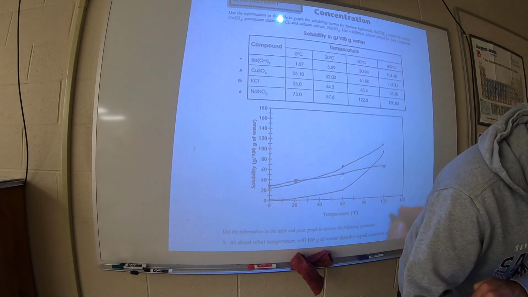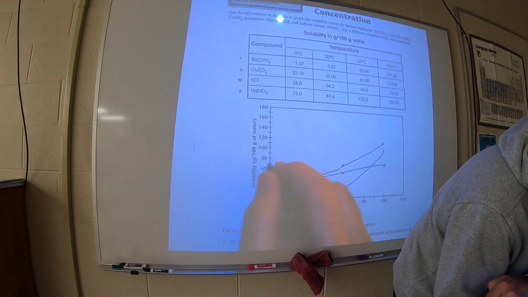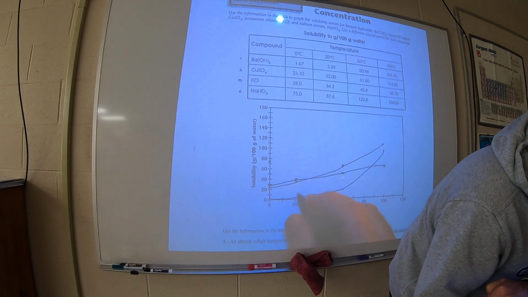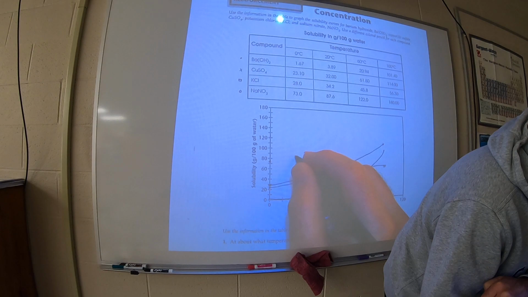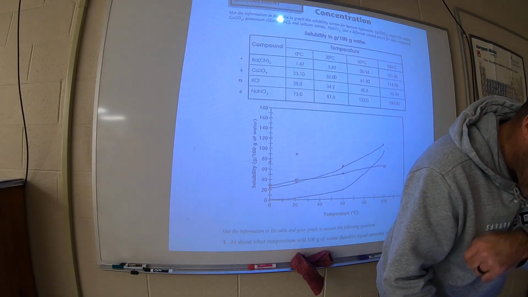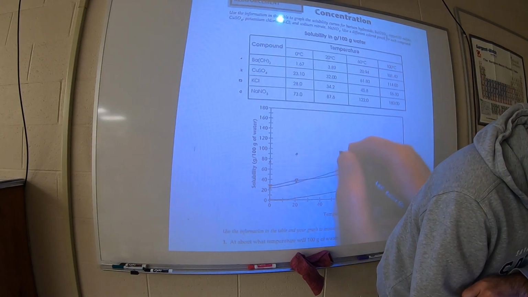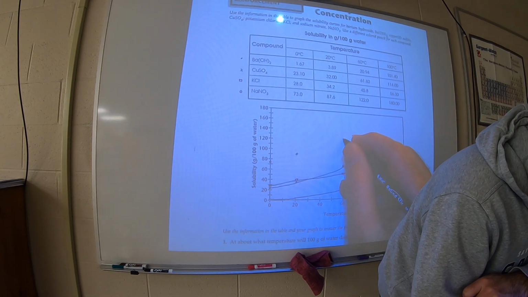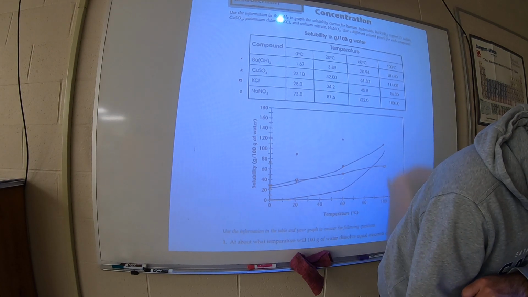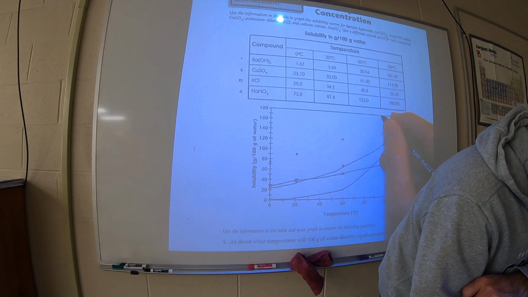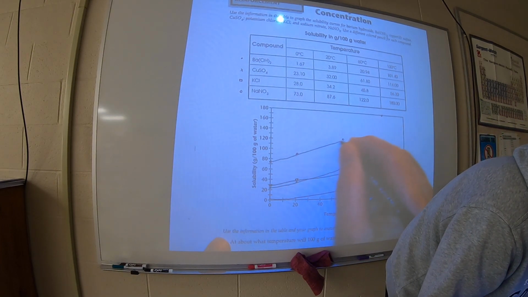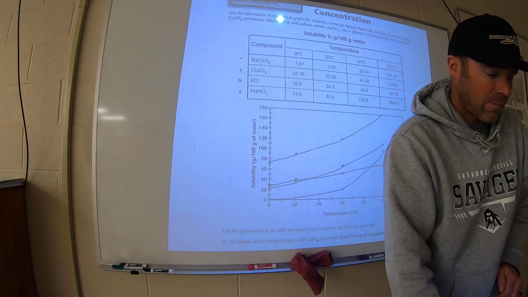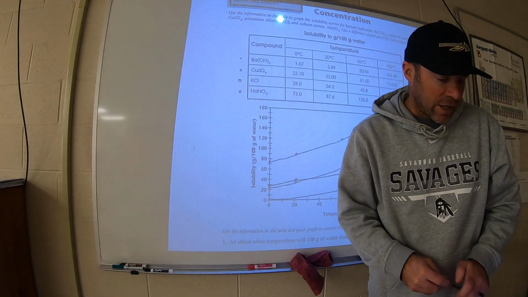And then sodium nitrate at 0 is 73, so put a circle. At 20, it's 87, so put a circle. At 60, it's 122. And at 100, it's 180, so all the way up here. So that's what your 4 lines should look like. Then let's answer the questions down at the bottom.